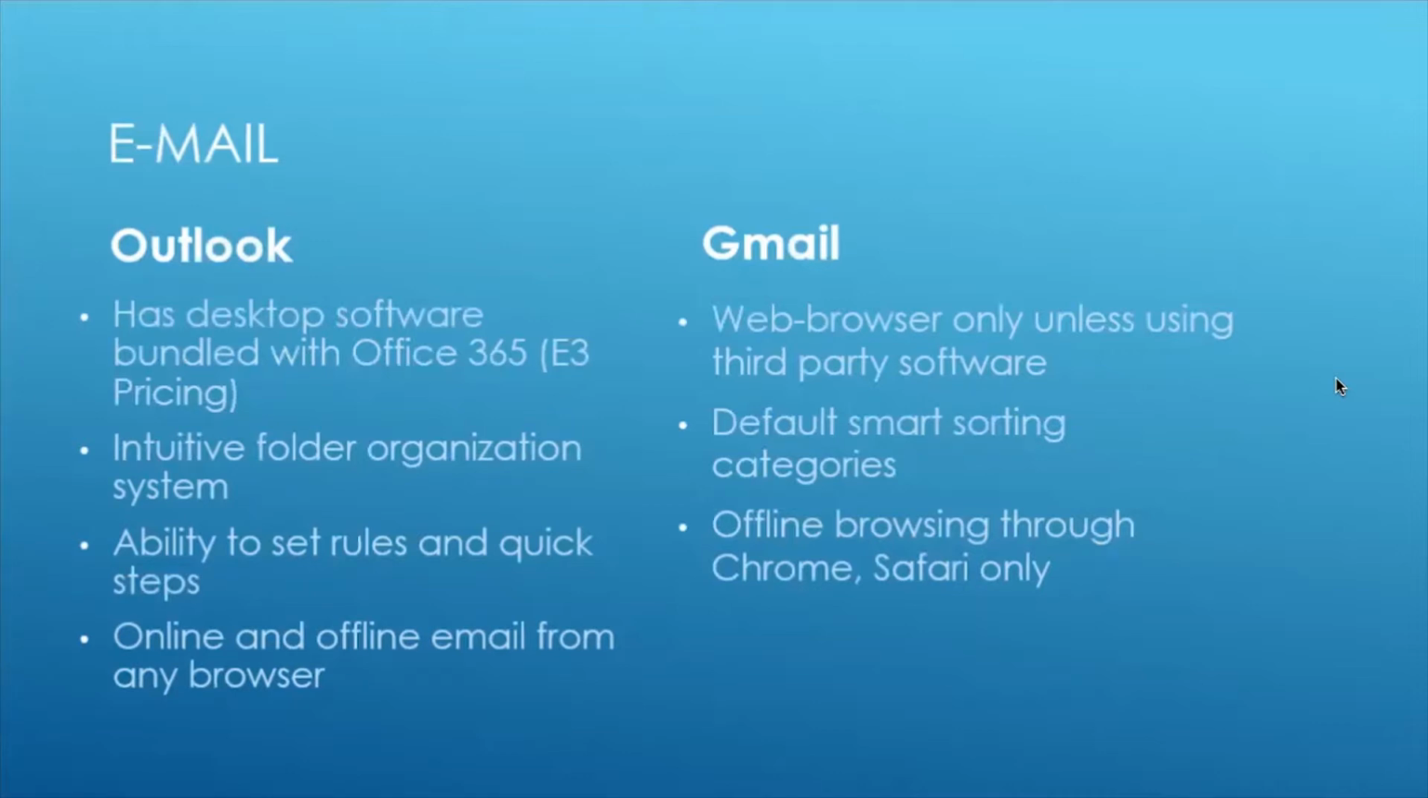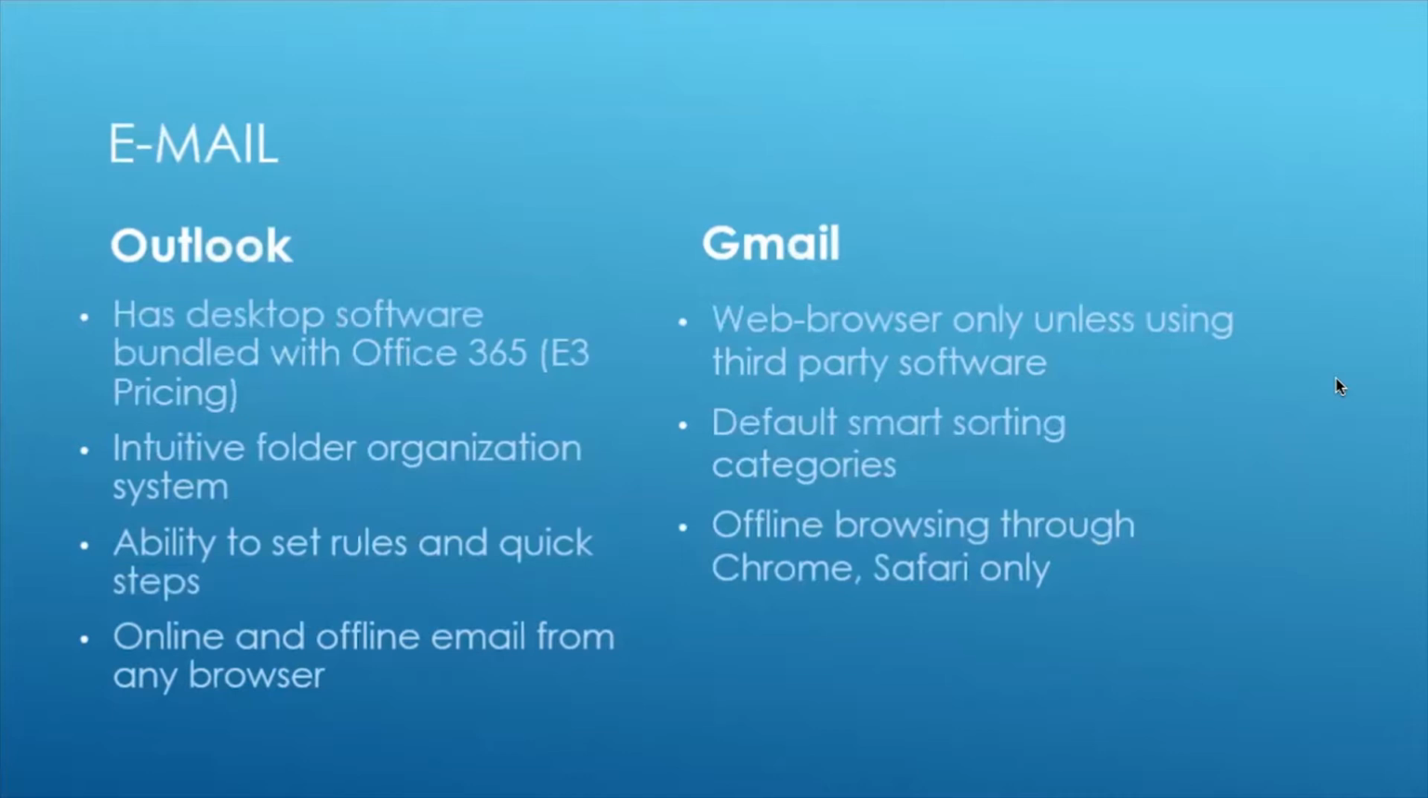Gmail does have its default smart sorting categories. When you first open a Gmail account, it's going to have a number of tabs. As your email starts to filter in, it will assign priority levels to the different types of email that you receive. So it's going to start that sorting right out of the box, as opposed to with Outlook, you have to go in and customize it. That said, you are limited to their default smart sorting categories. There is no option to change those.